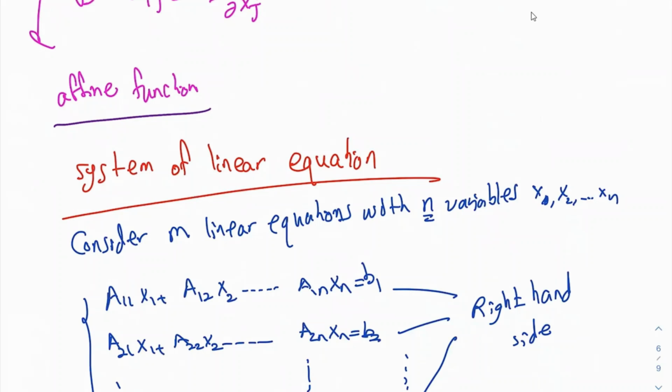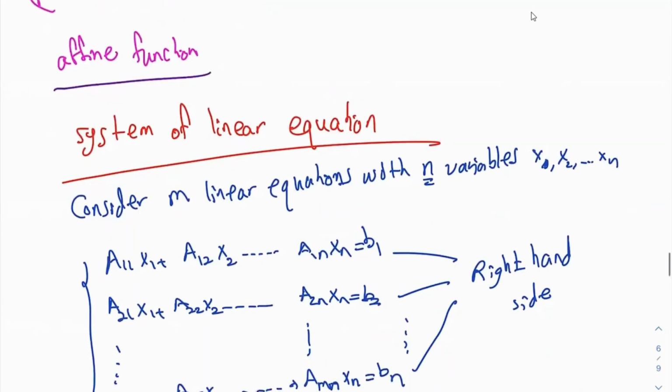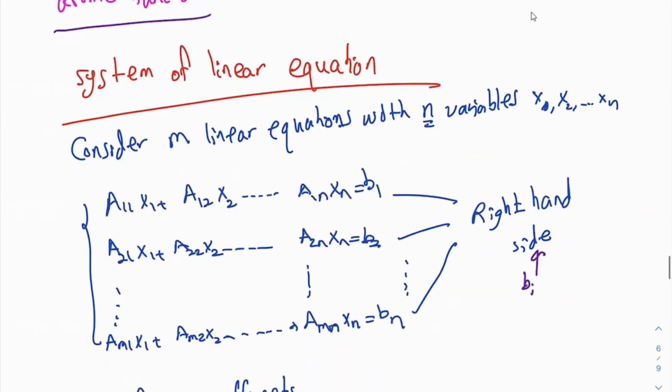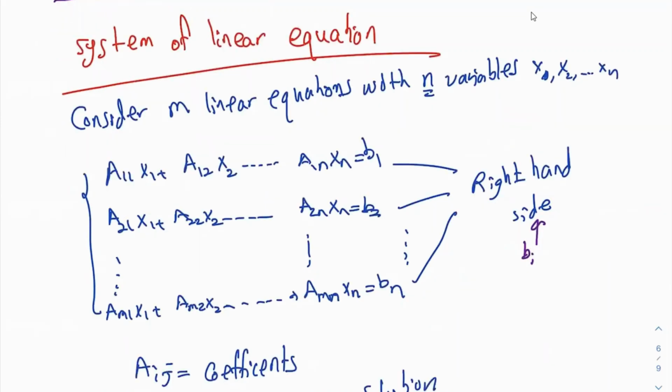So consider we have m linear equations with n variables, x1, x2, all the way to xn. You can express them like this: a11 x1 plus a12 x2 and so on, where these are coefficients, is equal to b1. These bi's are usually called the right-hand side of the equation. And these aij's are called the coefficients.